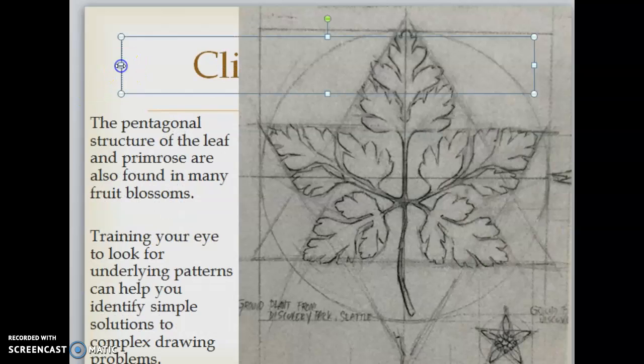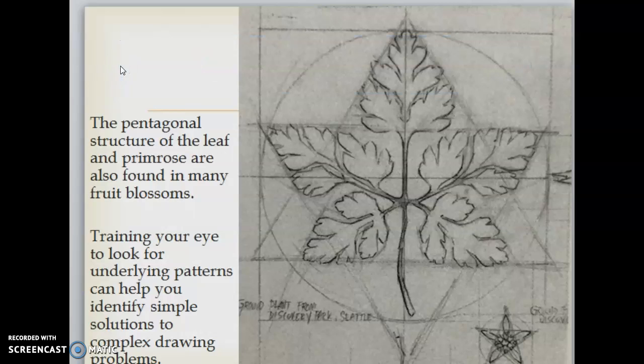The pentagonal structure of the leaf and primrose are also found in many fruit blossoms. Training your eye to look for underlying patterns can help you identify simple solutions to complex drawing problems.